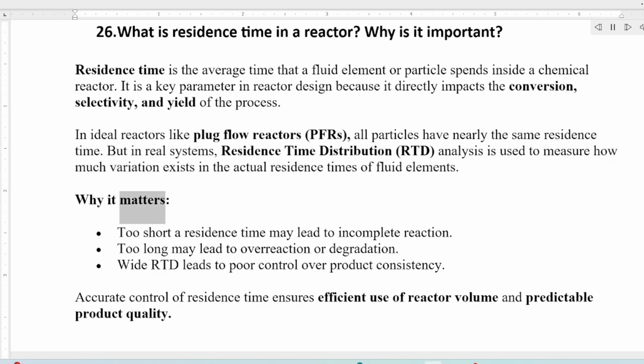Why does it matter? Too short a residence time may lead to incomplete reaction. Too long may lead to overreaction or degradation. Wide RTD leads to poor control over product consistency. Accurate control of residence time ensures efficient use of reactor volume and predictable product quality.